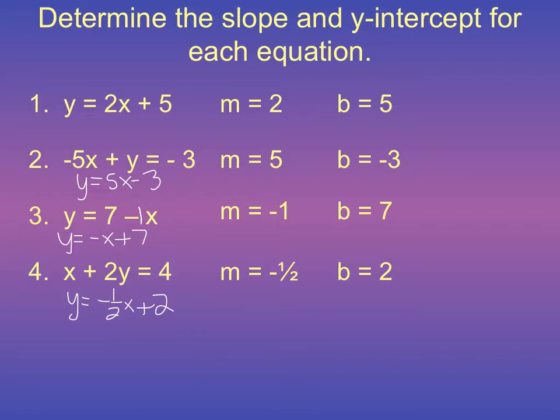So hopefully that makes sense. It should be pretty easy. Next, we're going to look at slope and intercept in context of a word problem, and then we'll take a look at how they are shown when you see graphs.